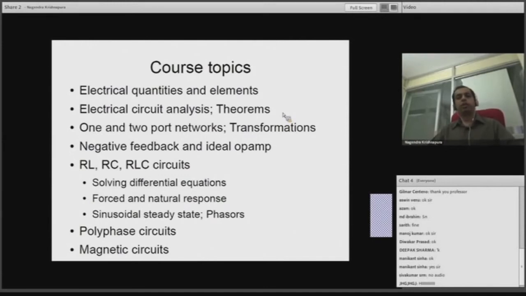Okay. Now, finally, we will look at polyphase circuits. At least some of you would be familiar with 3-phase power transmission and so on. So, we will look at some of those things and see why those things are important and see how to analyze those circuits. Okay. Now, in this online version of the course, we will not be dealing with magnetic circuits, but you can look at other resources to get some knowledge about those things. Okay.